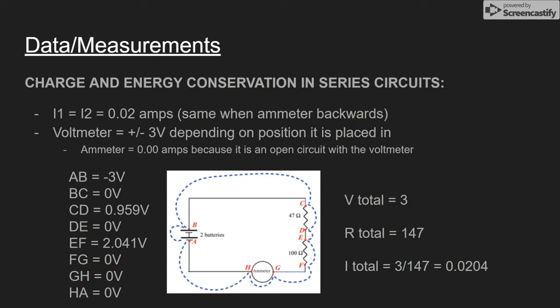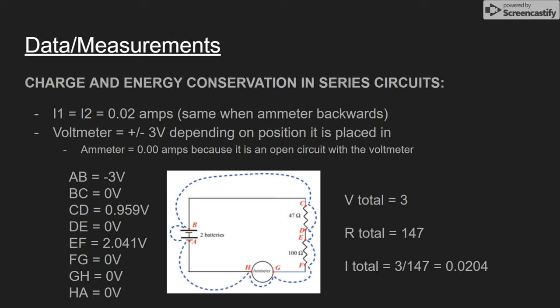So with the first part, we have charge and energy conservation in series circuits. I1 was equal to I2, which was 0.02 amps. And this read the same when the ammeter was inserted backwards. And then the voltmeter read positive or negative 3 volts, depending on the position it was placed in, whether at position 1 or 2. And when the voltmeter was placed in the circuit, the ammeter read 0 amps because it became an open circuit with a voltmeter placed in it.